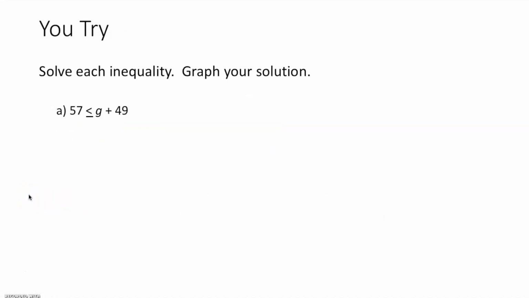Okay, so again, we simplify, move, solve. Can we simplify either side? No. So we move to the next step. Can we move our variable to the left? Yes, we have to do that.